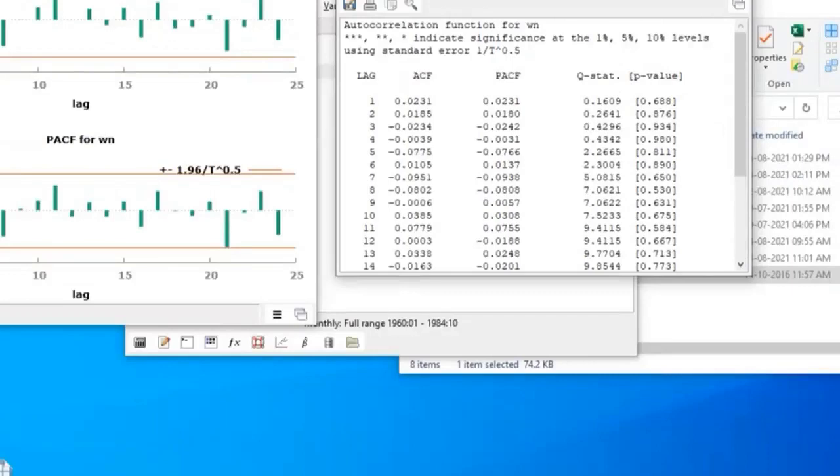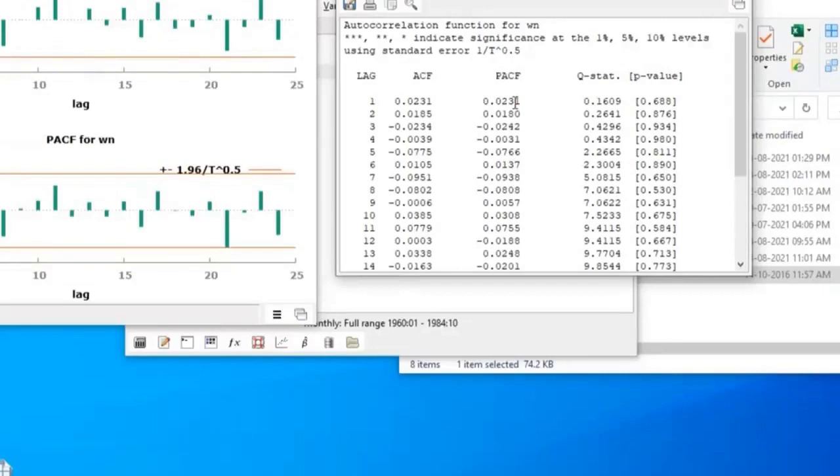So all the autocorrelation coefficients within the 95% confidence interval are 0 statistically. Even though there are some values, they are statistically 0. That is it. Okay? Is it clear?